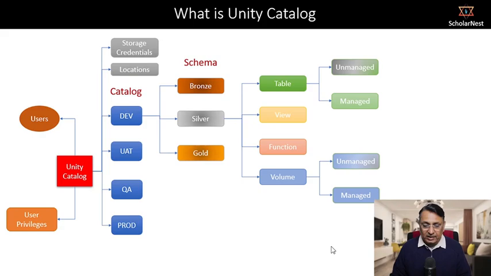Hope that is clear. So in Unity Catalog Meta Store, we can create different catalogs. Within catalogs, we can create a schema or databases, and within a schema, we can create tables, views, functions, volumes, all that we can create. Other than that, Unity Catalog also allows you to create locations, or we sometimes call them external locations.